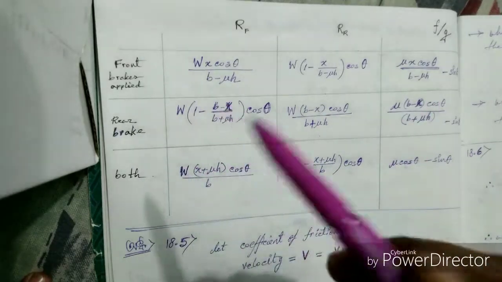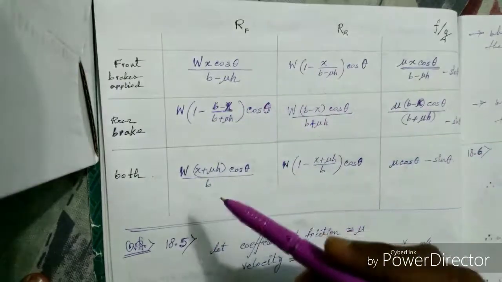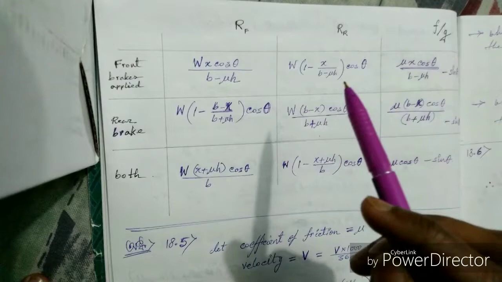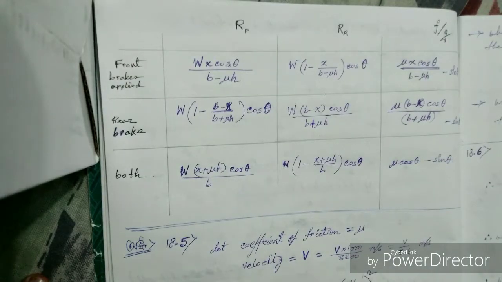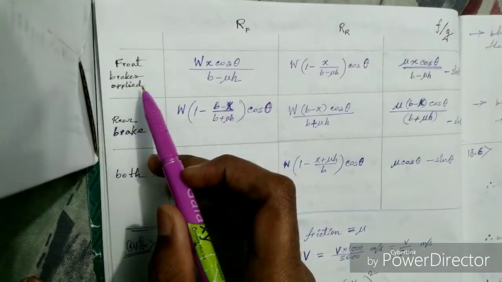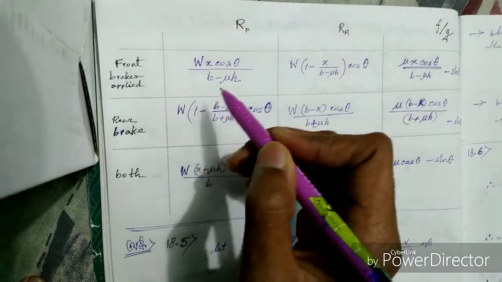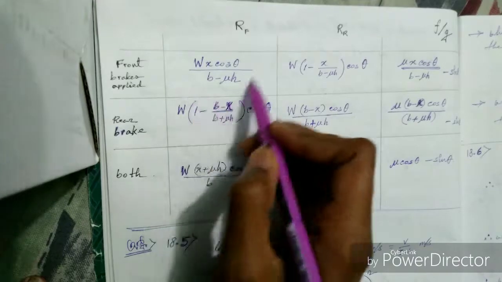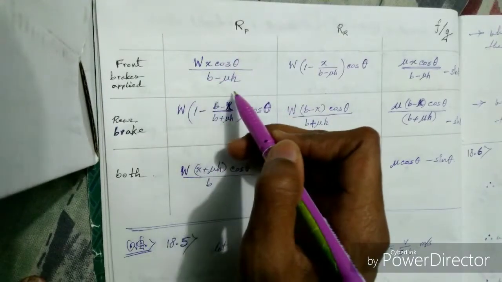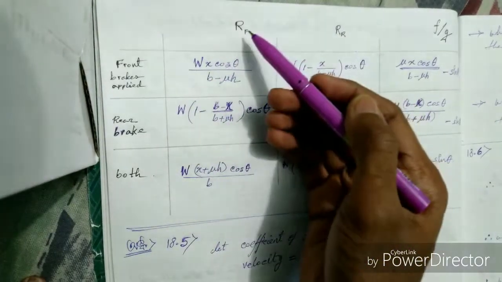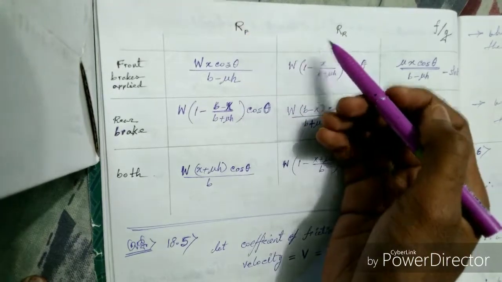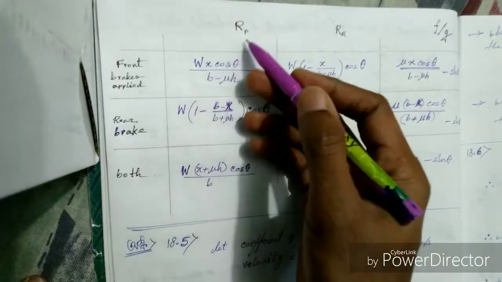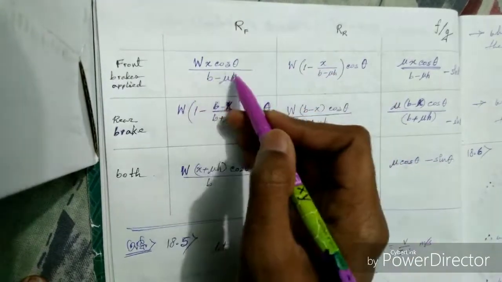Now in order to remember all these formulas without having a confusion, I have a quick hack. So suppose you are applying the brake on the front wheels. First of all, the most basic term, that is this thing, W x cos theta divided by B minus mu H, will come for the front wheel, not for the rear wheel, because you are applying brake on the front wheel. So the basic term will come for front wheel, that is this one.